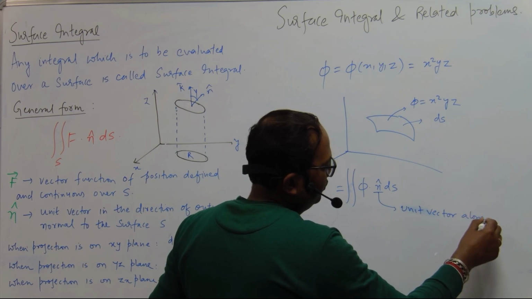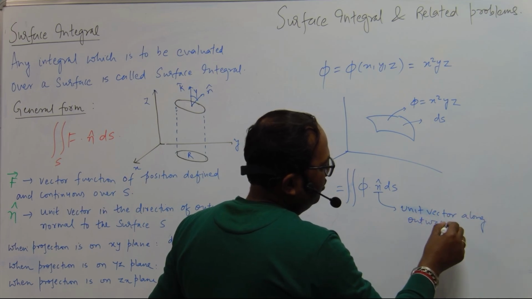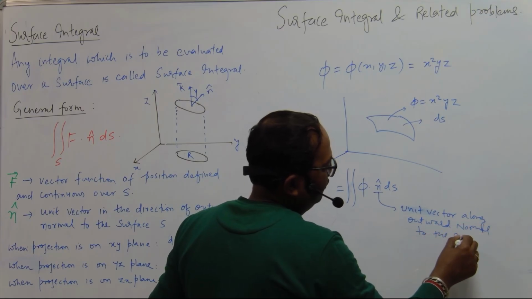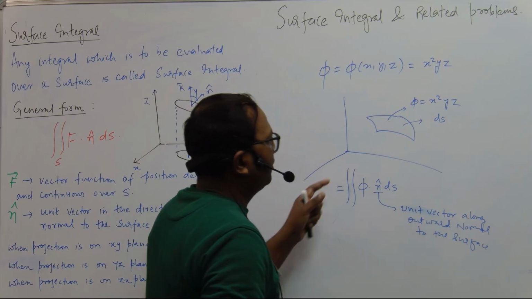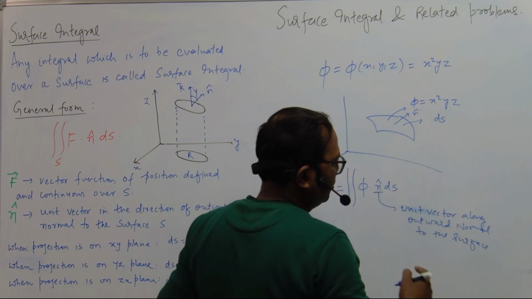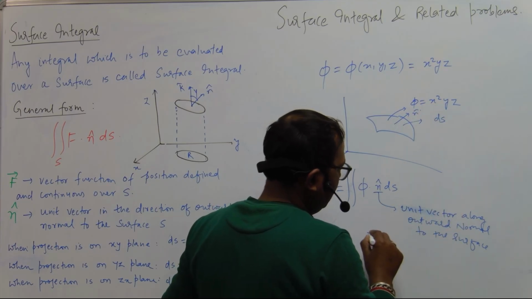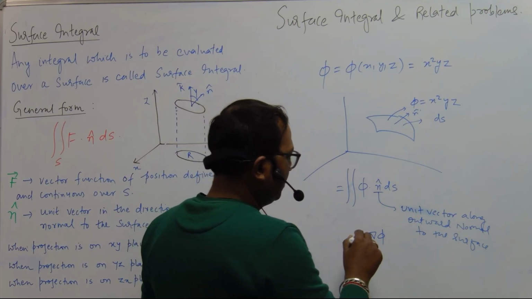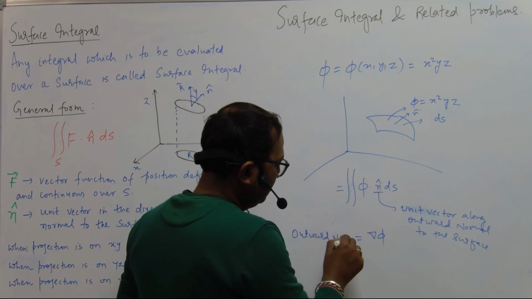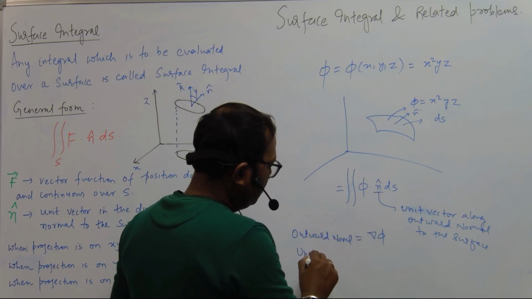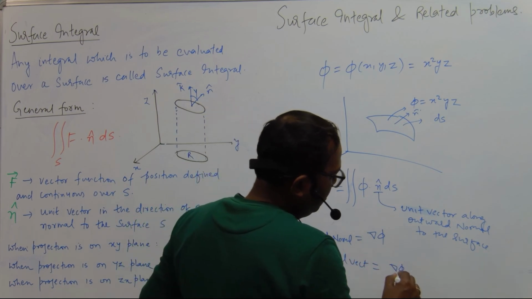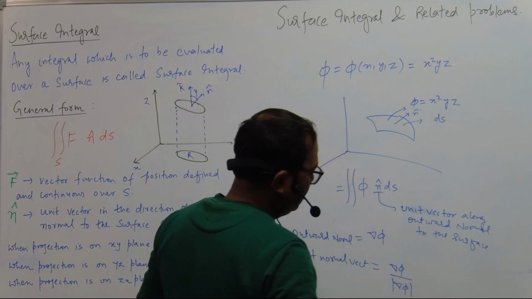along the outward normal to the surface. This is our surface, so the normal to this is the unit normal vector, n cap. The outward normal vector will be del of phi. This we have already studied: the gradient of phi is the outward normal vector. And the unit normal vector will be del phi upon mod of del phi.